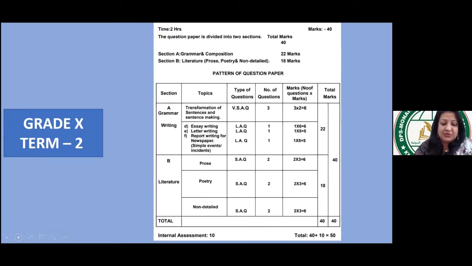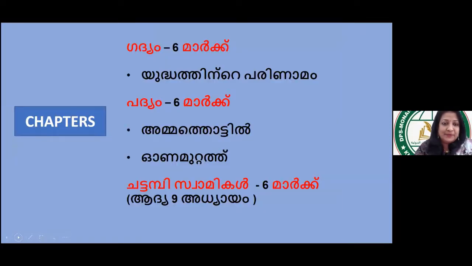Section B is literature: prose, poetry, and non-detail. Questions will be short answer type, and the total weightage will be 40 marks. The internal assessment scheme will be the same for term 2. And the chapters for term 2 are from Gadyam, Yuddhathinte Parinamam; Padyam, Amma Thottil, Onamuttath; and from Chattambi Swamigal, non-detail, Aditya 9 Adhyayangal.